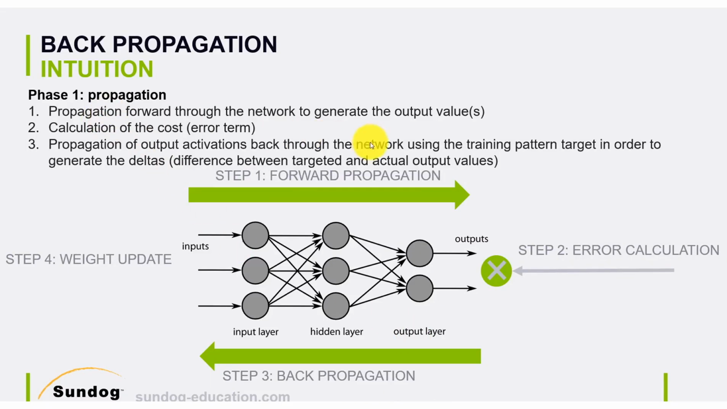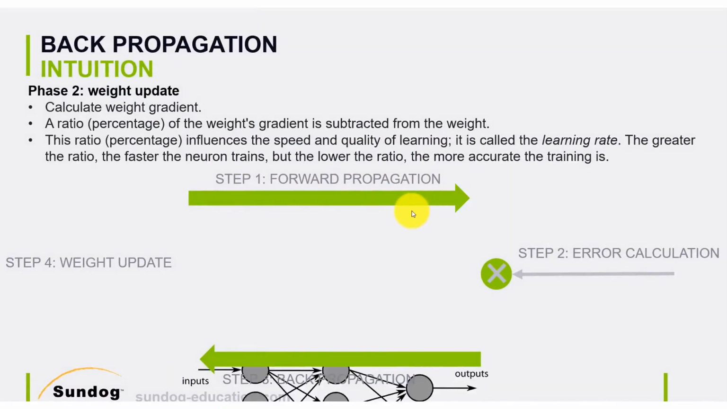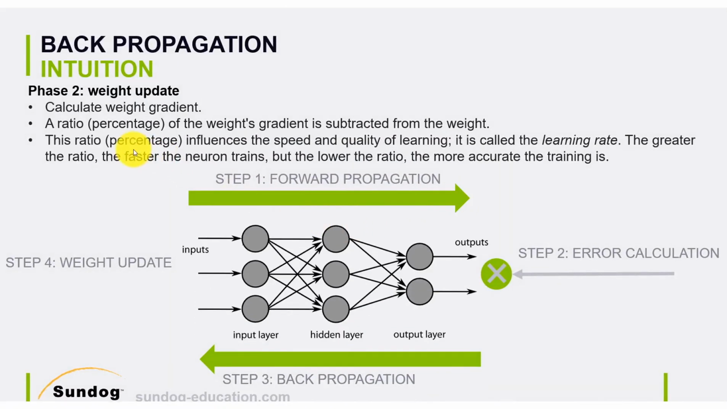Propagation through the network, we calculate the cost, or what we call the error term. Then we propagate the output back through the network, through backpropagation. What we do is calculate what we call the deltas, or the difference between the target and actual values. Then phase 2, which is what we do in general, is the weight update. Once we calculate the gradient, we go back and update the weights.